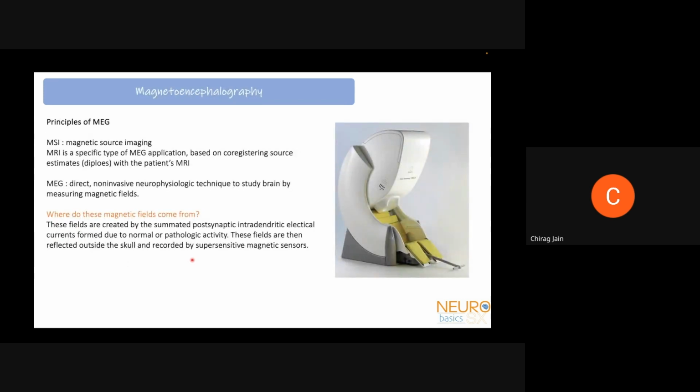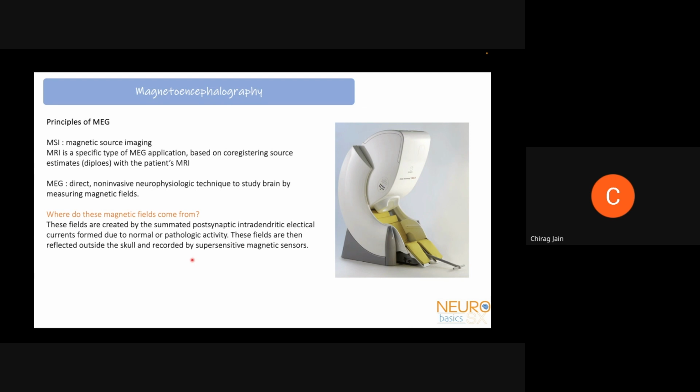Okay, so then let's discuss magnetoencephalography, one of the newer and slightly complicated techniques which we use for localization of epilepsy. So first of all, MEG is an encephalography technique. It's not an imaging technique. Okay, so MEG has to be compared to EEG and not to MRI. But ultimately it does work with imaging. So it is called magnetic source imaging.